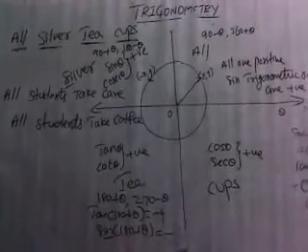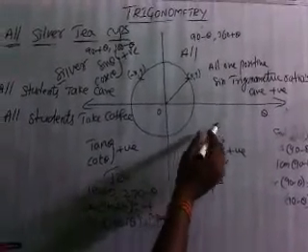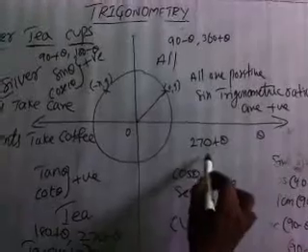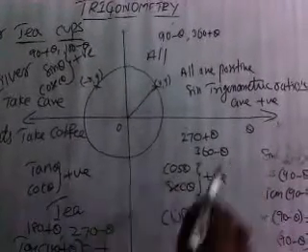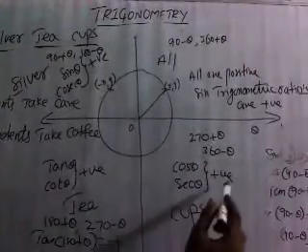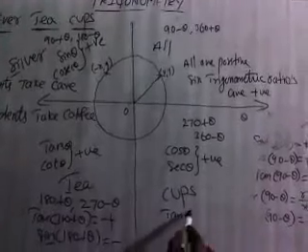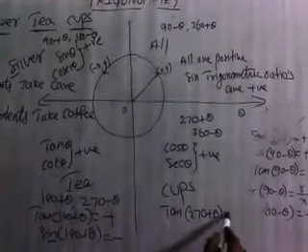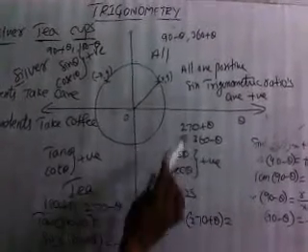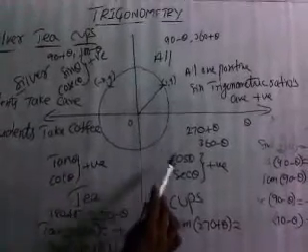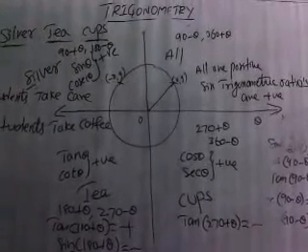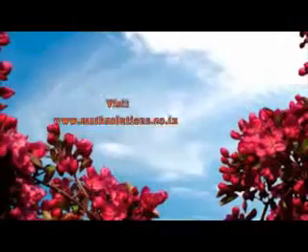Similarly, come to cos. The angles in this quadrant are 270 plus theta, 360 minus theta. Cos with these angles is positive, secant with these angles positive. But for example, tan of 270 plus theta: positive or negative answer? 270 plus theta is in the fourth quadrant. In All Silver Tea Cups, only cos is positive there, so tan is negative. That's why we get a negative answer. So this is All Silver Tea Cups.